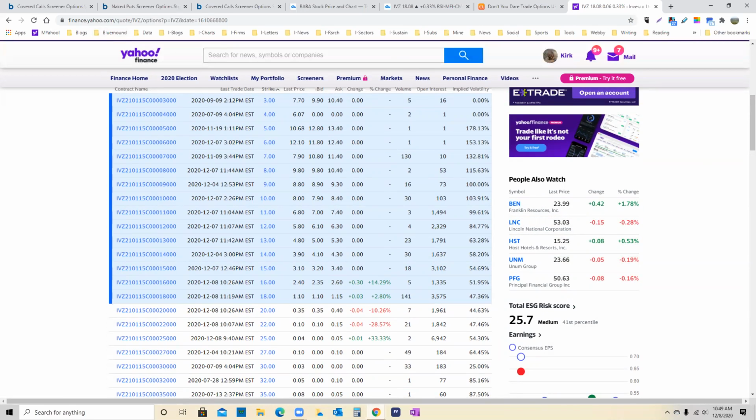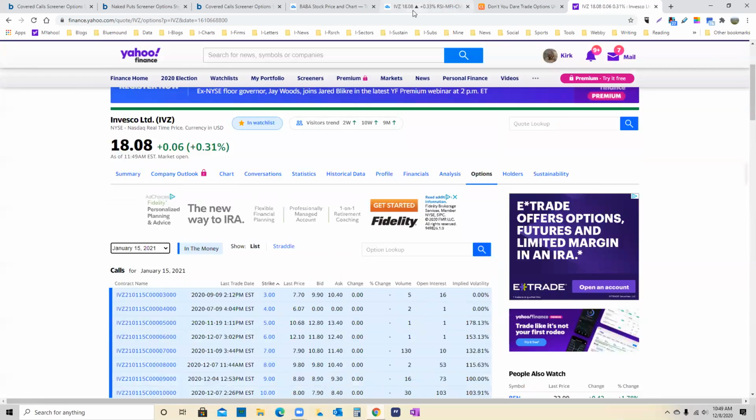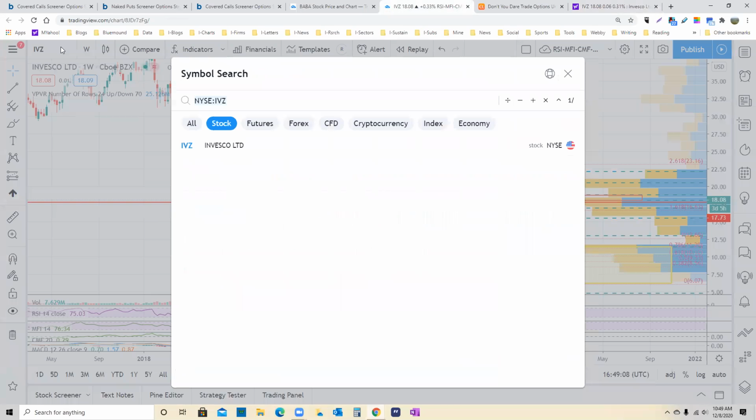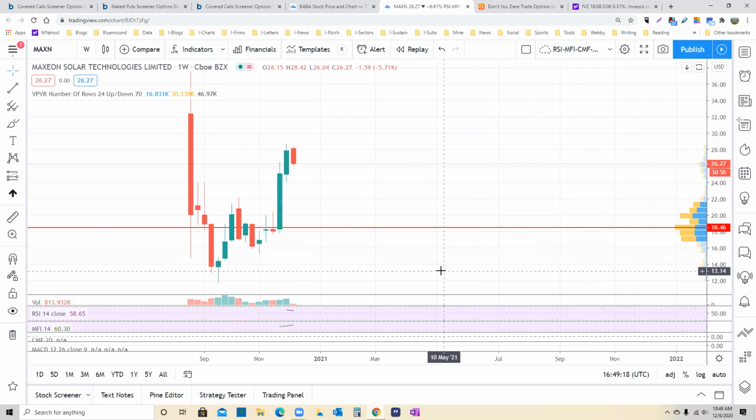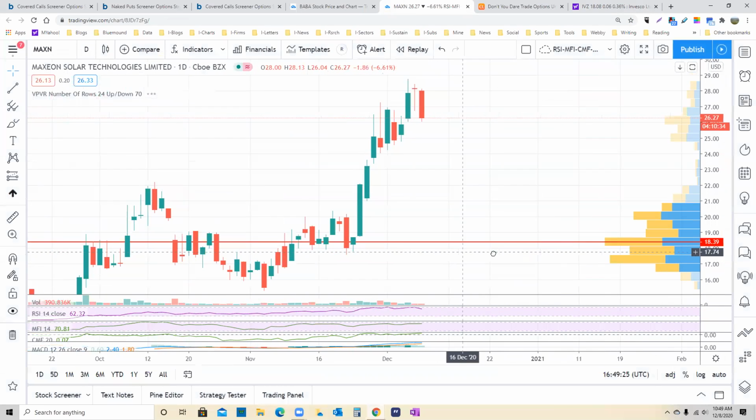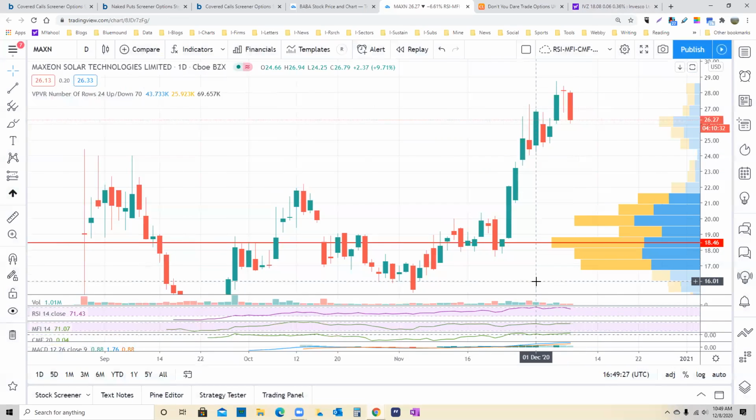All right, let's see here. Somebody says Maxion. So again, first thing you do is look at your chart. I don't know that this helps you all that much. The company just went public. So this is really a case of what do you know about the company?